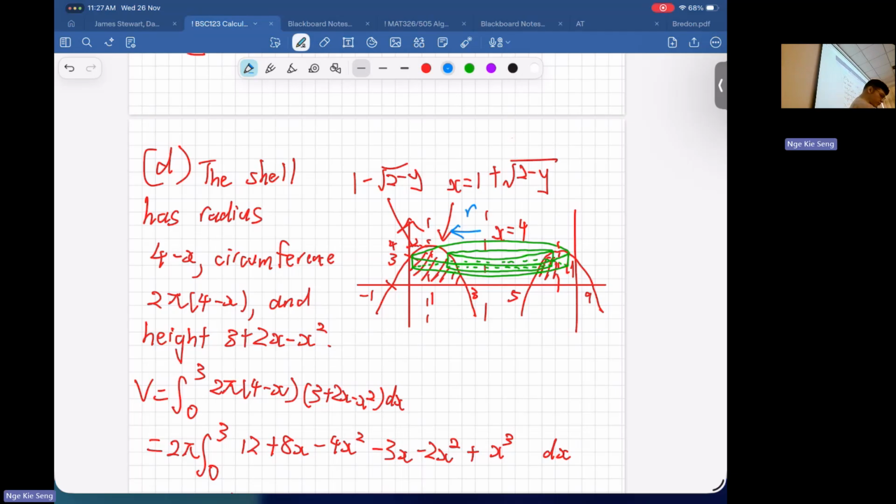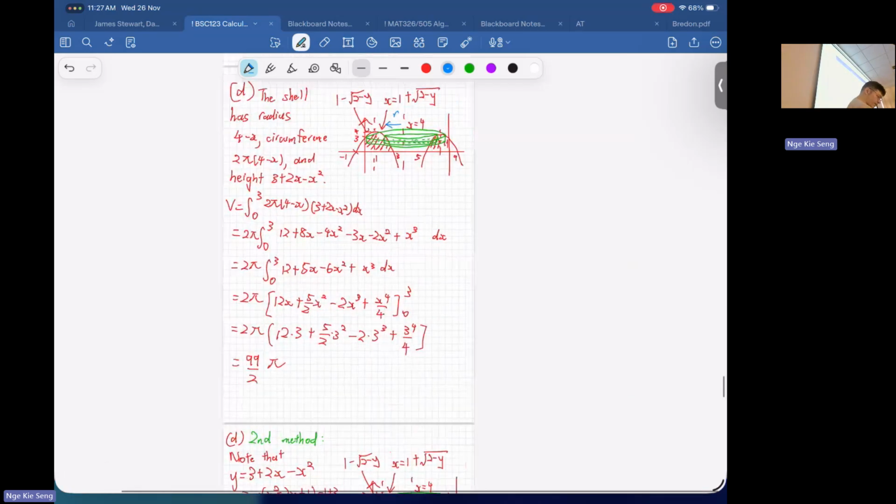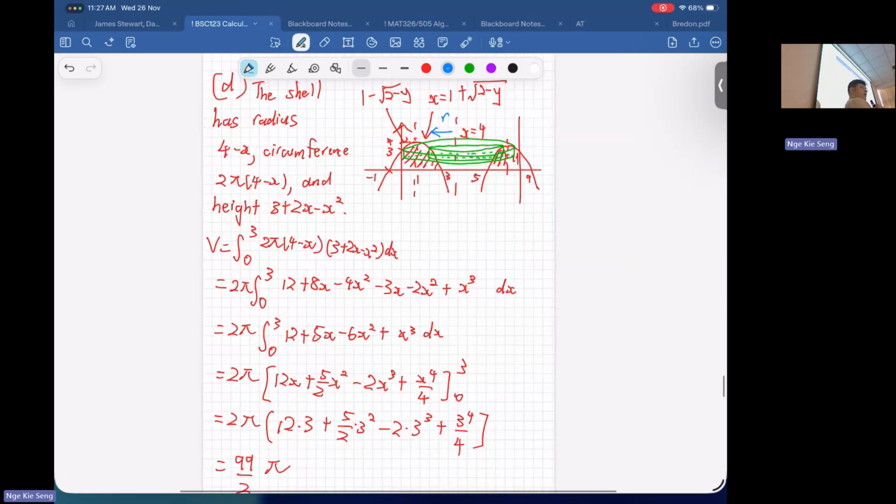I challenge you to use the washer method. This is the general rule: if you find another method that I didn't show in lecture, you can try it yourself. If you get the same answer or you don't get the same answer, you can send it to me. If I think that this is good, I will share it in my lecture notes also, and I will acknowledge you. Just send me.